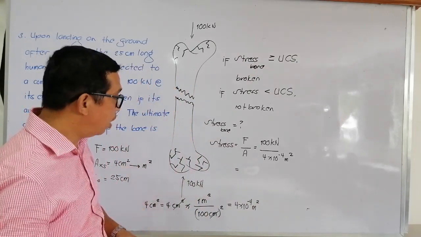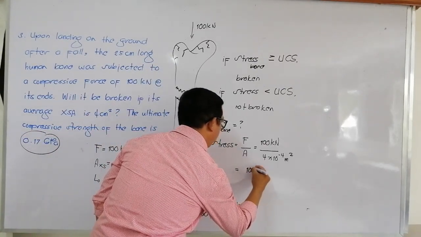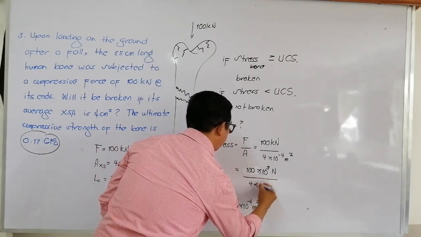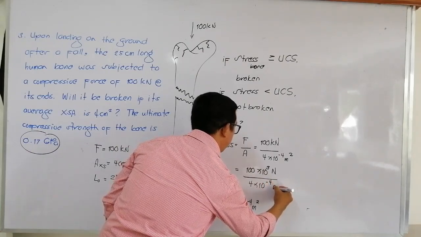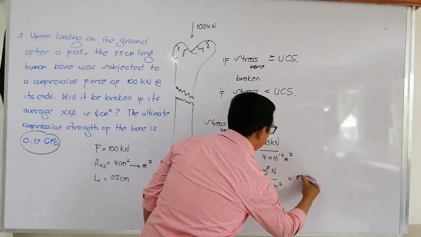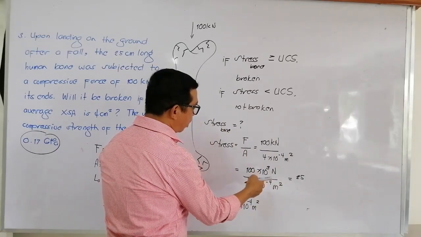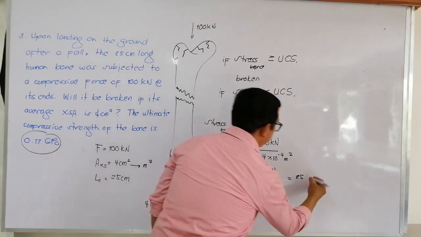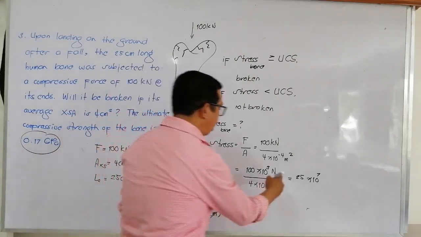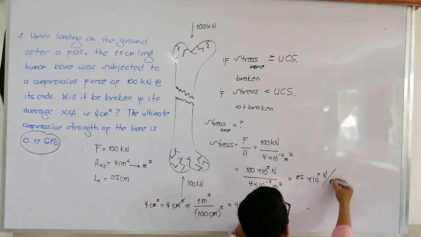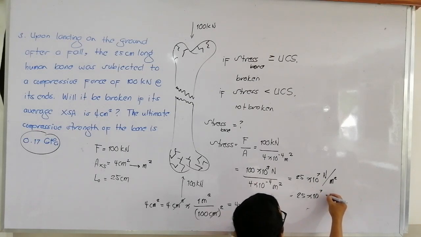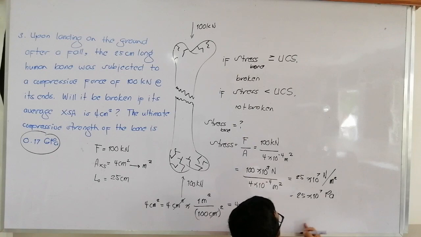100 kilonewtons, so 100 times 10 to the 3 Newtons over 4 times 10 to the -4 meters squared. Bale, 100 divided by 4, that would have to be 25. 10 to the 3rd divided by 10 to the -4 would have to be 10 to the positive 7. Now, the unit would have to be Newton per meter squared, and that translates to 25 times 10 to the 7 pascals.